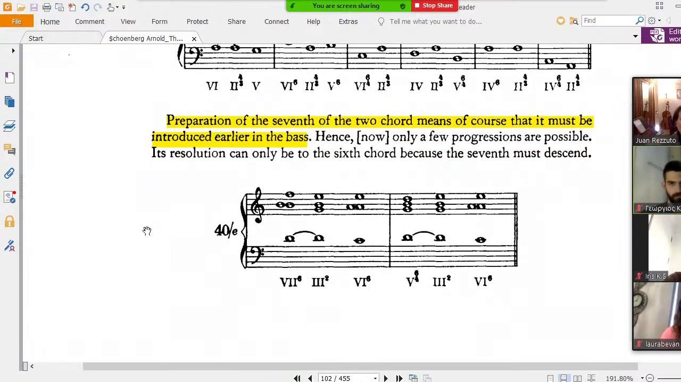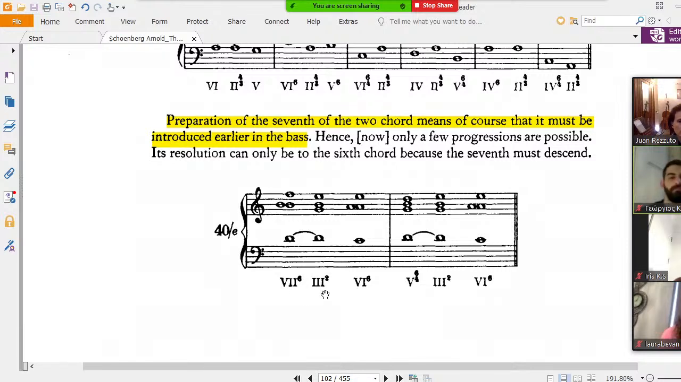Now I'm going to go very specifically, not through all the examples. The preparation of the seventh of the two chord means, of course, that it must be introduced earlier on in the bass, because this chord is very peculiar. You have the seventh on the bass.